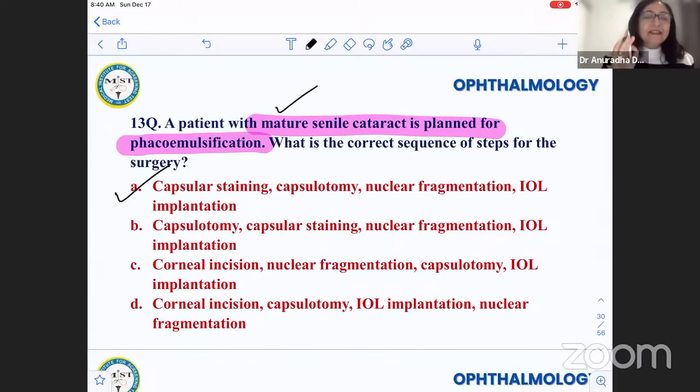You will stain the capsule by, as I told you, trypan blue dye. Once you have stained, then you will... the incision step is missing here. But the question is not asking what all the steps are. It is asking what the correct sequence of the steps is.